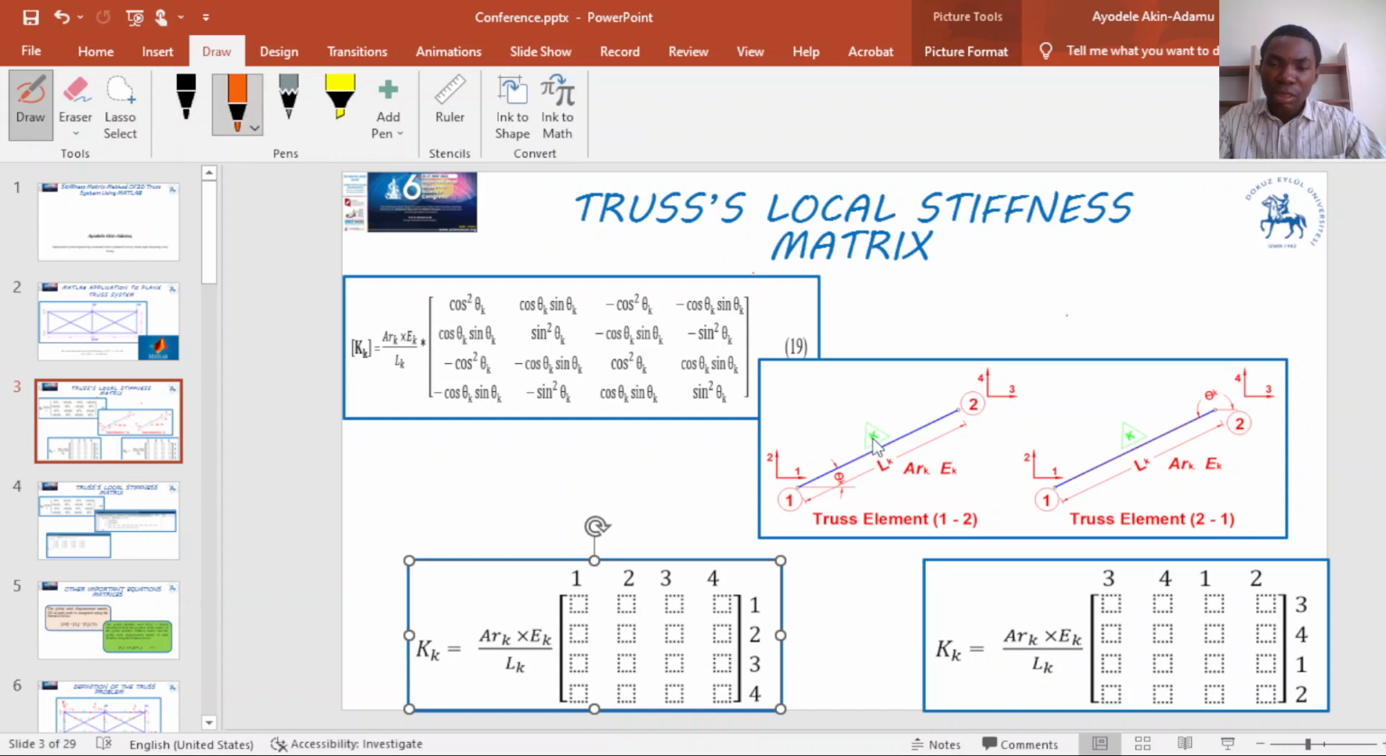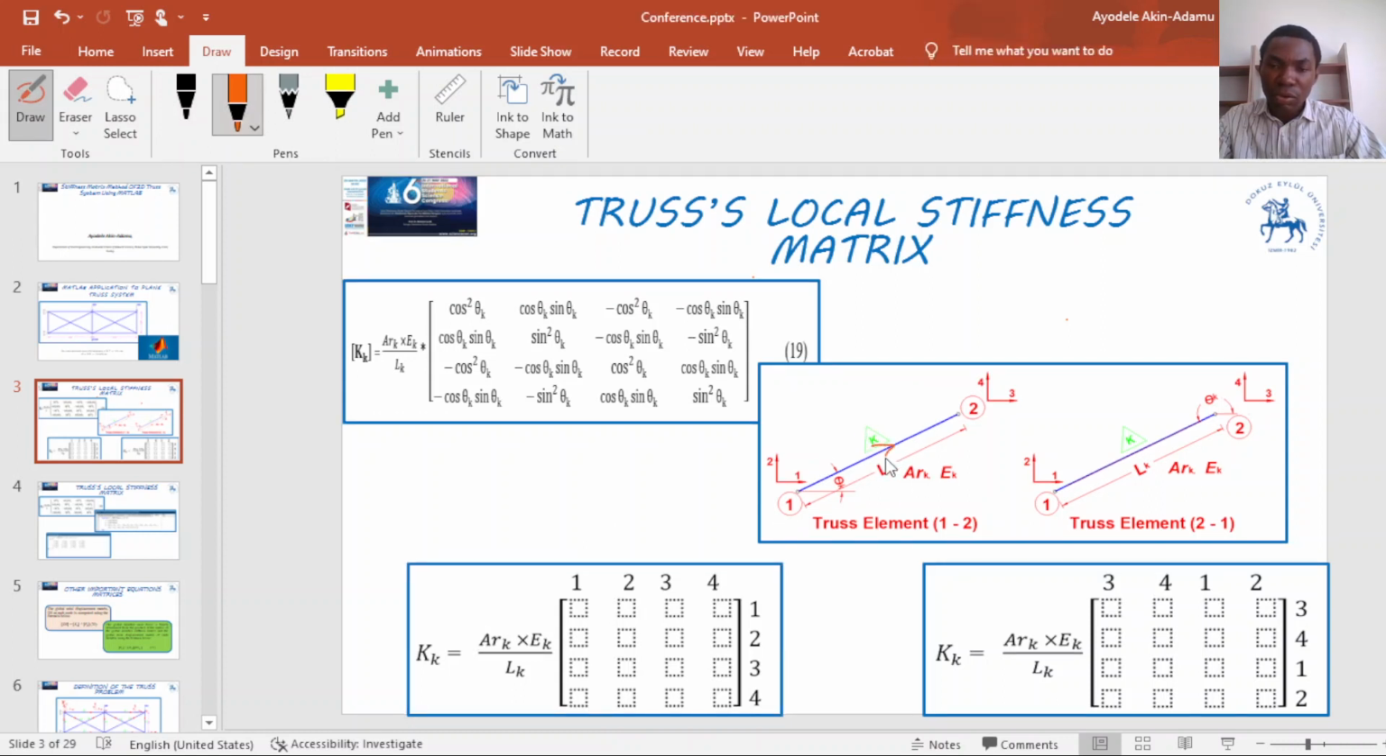If the arrow is pointing from node 1 to node 2, the degree of freedom numbering will be 1, 2, 3, 4, from the start node. But when the arrow is pointing from node 2, the numbering of the degrees of freedom for the matrix will be 3, 4, 1, 2. So this is very important.